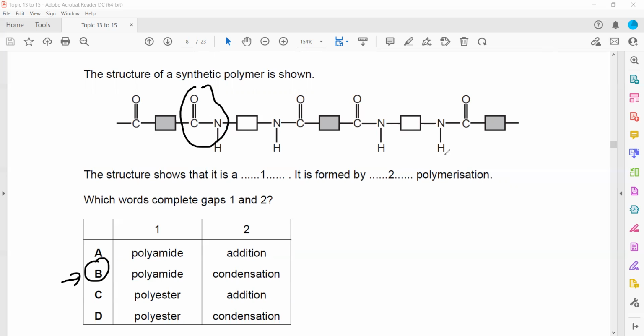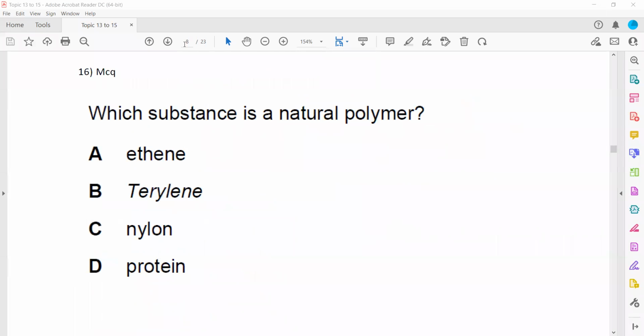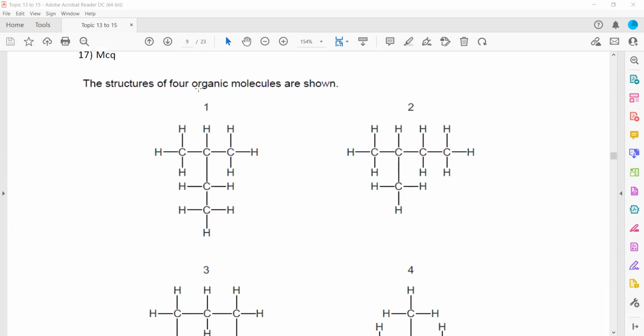How to identify addition polymerization: if you have a carbon-carbon link within the structure, then it is addition polymerization. Otherwise, it is always condensation. Which substance is a natural polymer? A protein is a natural condensation polymer. Proteins, fats, and carbohydrates are examples of natural condensation polymers.